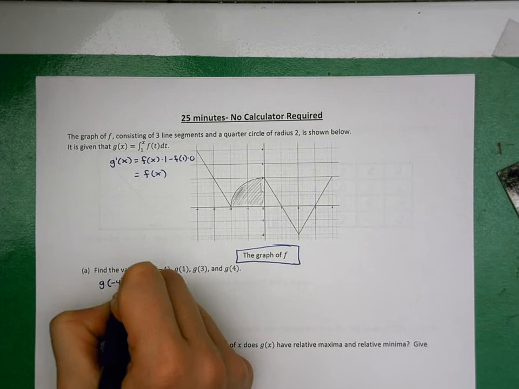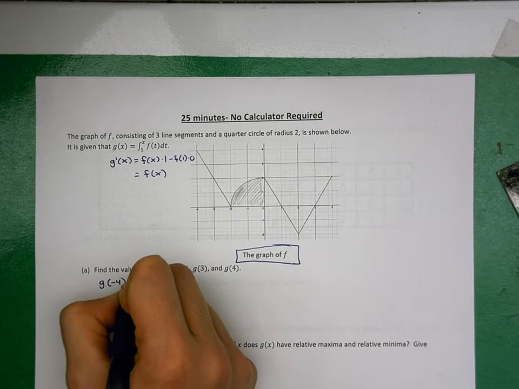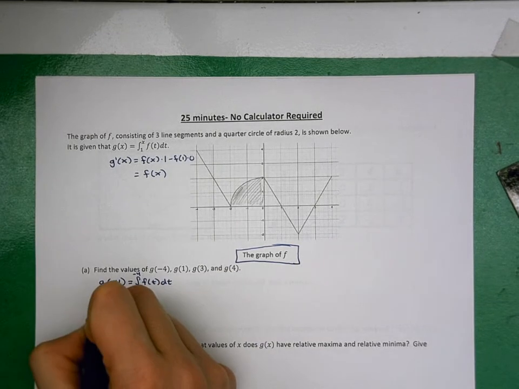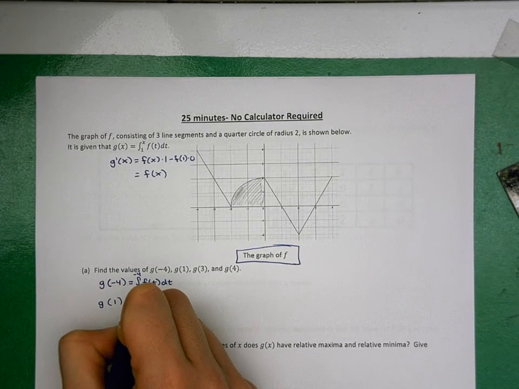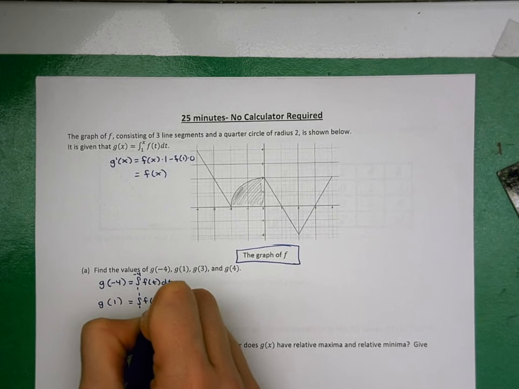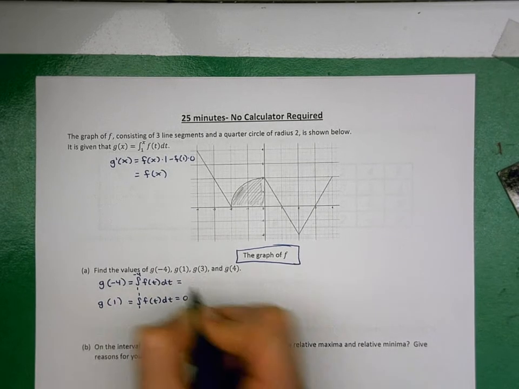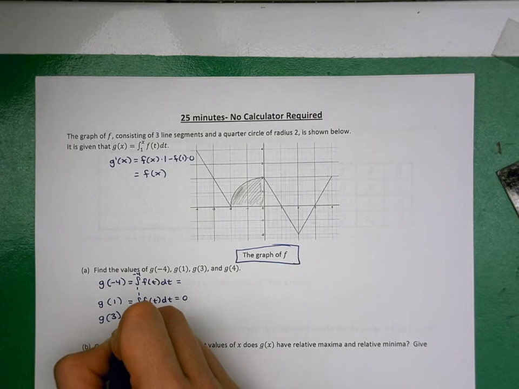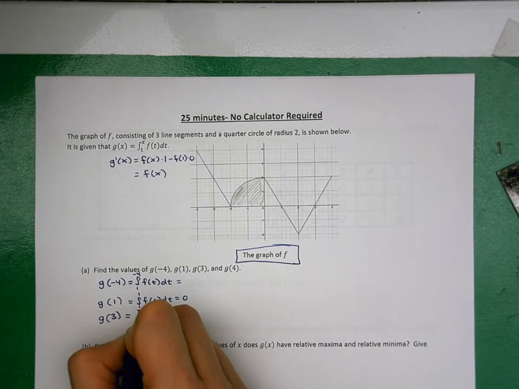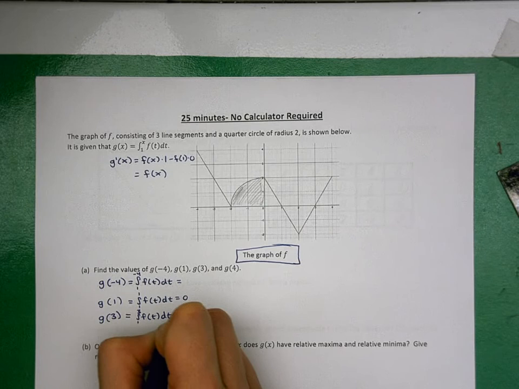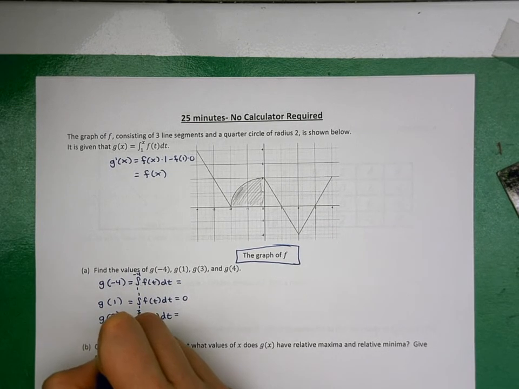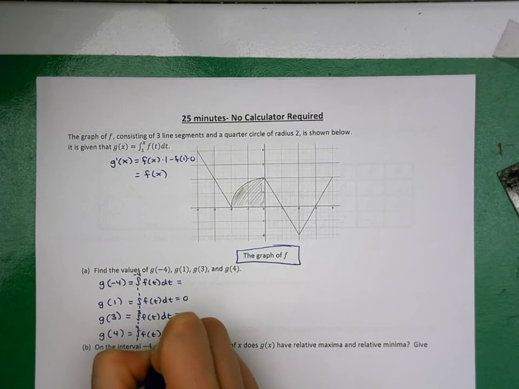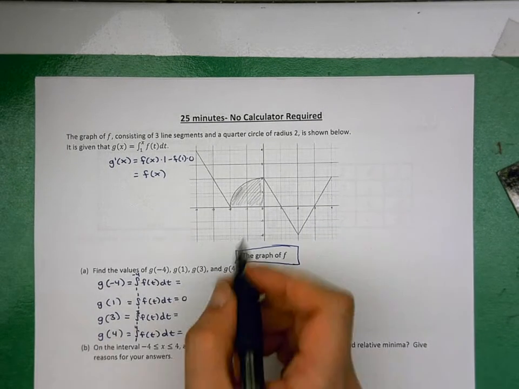So g of -4 is the integral from 1 to -4 of f. G of 1 is the integral from 1 to 1 of f of t dt, which is 0. G of 3 is the integral from 1 to 3 of f of t dt. And g of 4 is the integral from 1 to 4 of f of t dt. Okay? This one's upside down, so I'm going to go ahead and fix that.